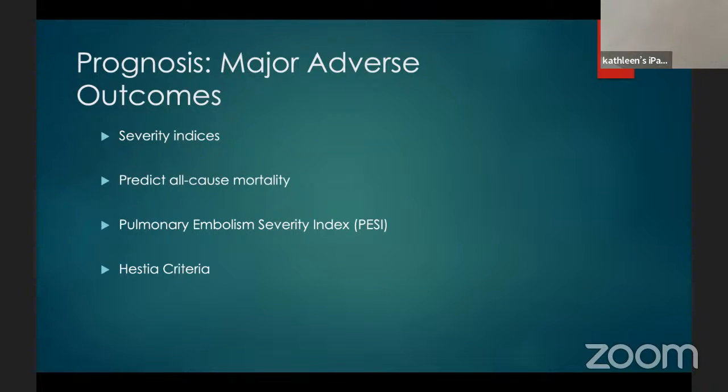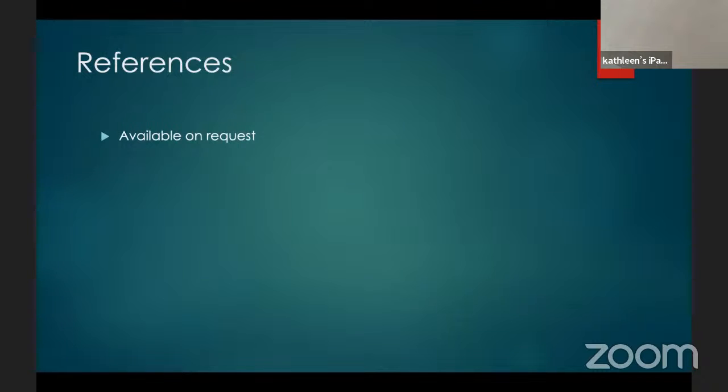And I just wanted to introduce, for your reference, there are severity indices that predict all-cause mortality, the most common of which is the Pulmonary Embolism Severity Index, which predicts death. This is sensitive but not specific, and the Hestia criteria as well. And there are references available on request.